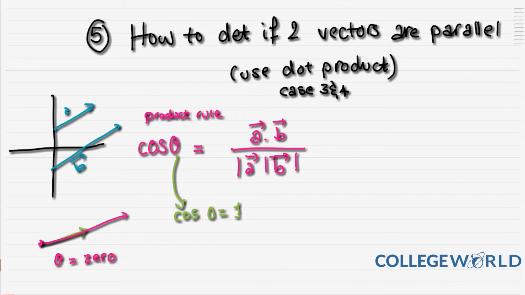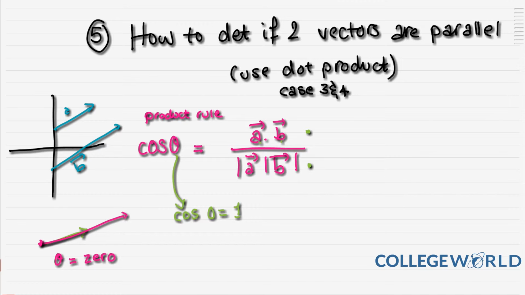So if you want to determine if two vectors are actually parallel, you need to multiply them by each other and multiply their magnitudes, and that way you're going to get the cosine of their angle. In other words, it's going to give you cosine 0 equals 1. This means that this product is supposed to equal the product of the magnitudes.